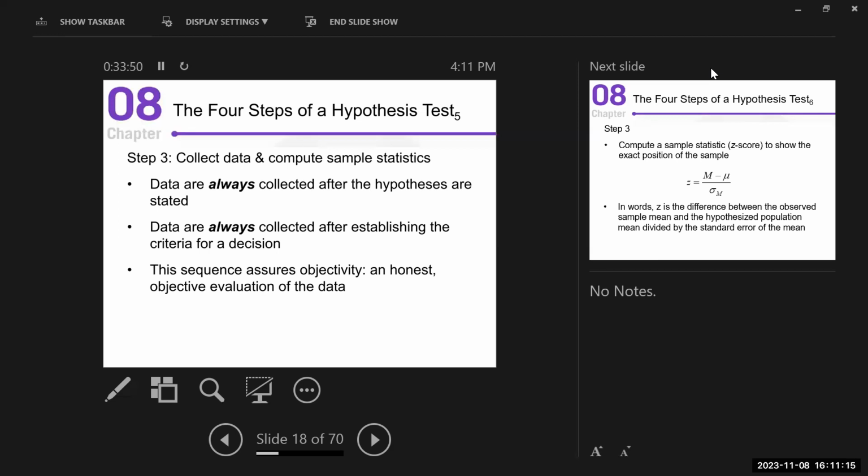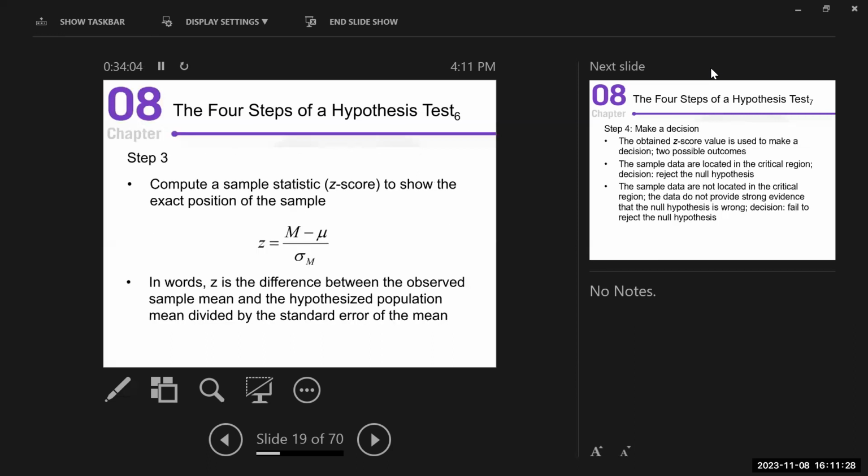So that's step 3. Again, you want objectivity. Compute the sample statistic, that's going to be our z-score. The difference between the observed sample mean and the hypothesized population mean, divided by the standard error. That is what a z-score is. You know that. This z-score is our sample statistic. That is step 3.